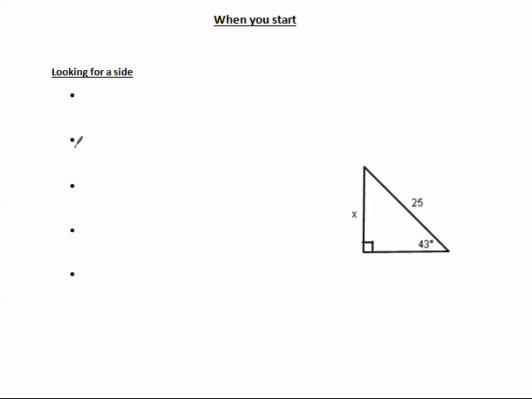Two things you can do. I'm going to start on the left side of your page. When you are looking for a side that is missing or a side that has a variable to it, as long as you've got a right triangle with an angle and one labeled side, you can find it. So the first thing you always want to do, and this is true for either one, is choose an angle.